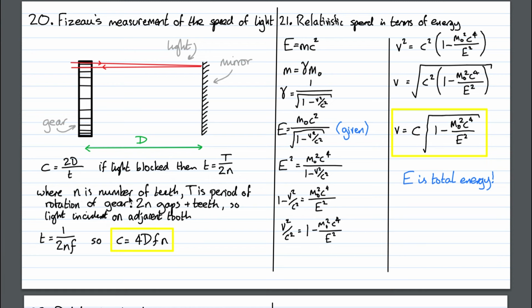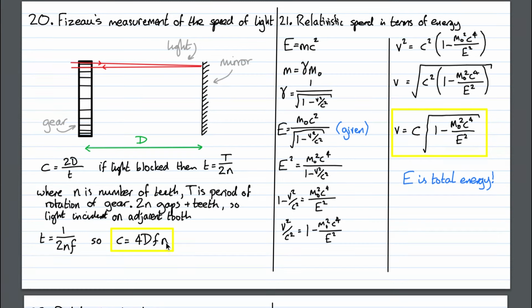So the period of rotation of a gear is as I've said there. The time period we can replace with 1 over the frequency, and we end up with this expression, which we can substitute directly into the speed of light to get c equals 4dFn. F is the frequency of the gear rotating, d is the distance between the gear and the mirror, and n is the number of teeth.